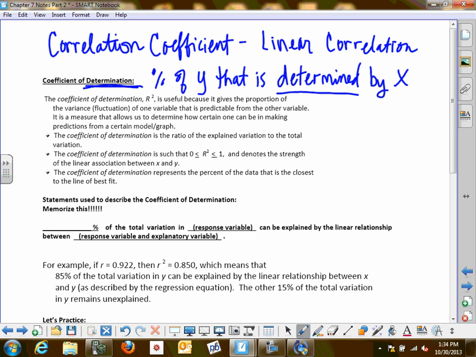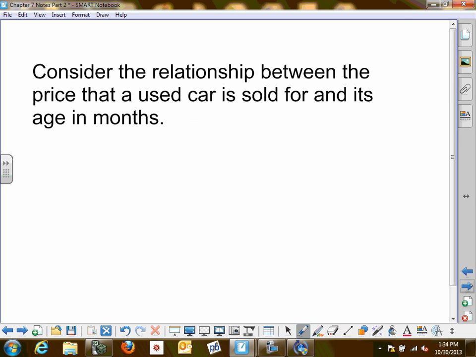Before I even start that, I think a lot of these words are just going to ramble on and go in one ear and out the other. So I'm going to first put it into a real world situation to hopefully get you going on where we're headed with this. To start you off, I want you to consider the relationship between the price that a used car is sold for and its age in months. I know you guys don't have this written down, but I just thought this would be better to get you into this idea. So I don't want to talk about classics or specialty things. In general, what's going to be, of course, my explanatory variable here?